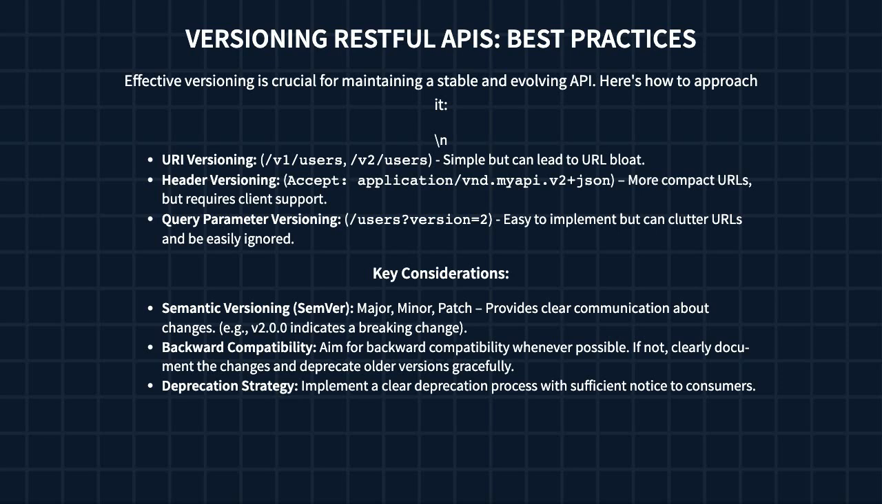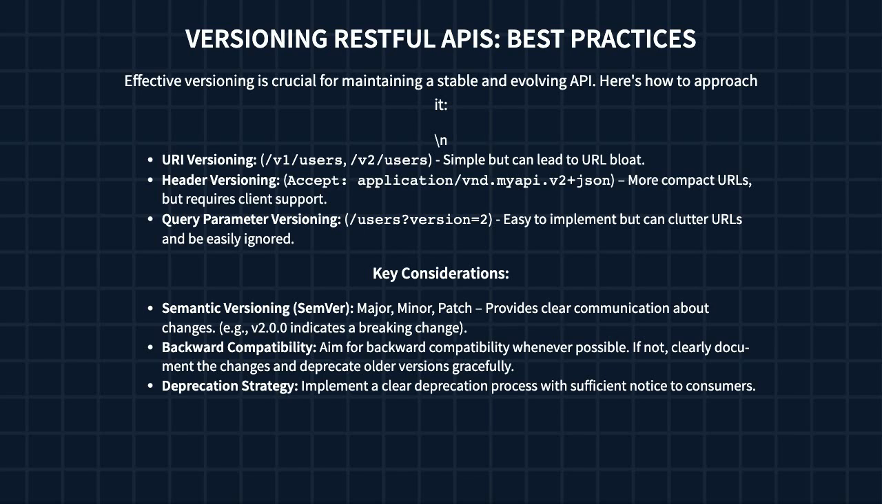It's straightforward, but can lead to really long URLs. Another option is header versioning, where you specify the version in the Accept header. This keeps your URL cleaner, but requires clients to understand and use headers. You could also use query parameters like /users?version=2, but that's generally not recommended because it clutters the URL and can be easily missed.